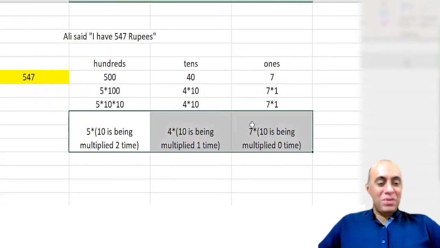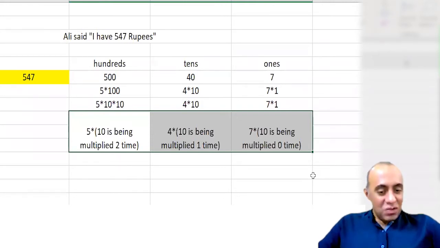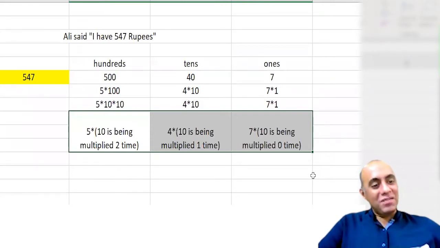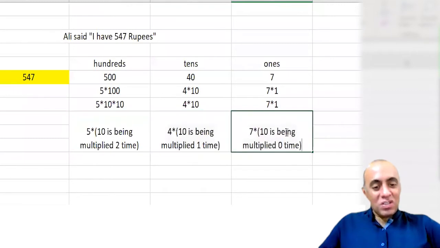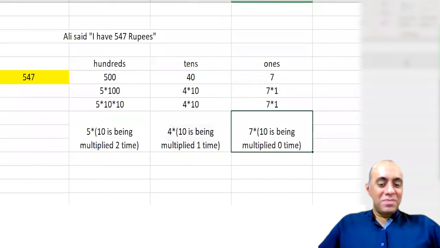If you simply follow the pattern, even though it can be very difficult to digest, this is mathematically correct. We are not saying that we are multiplying 10 by 0. I'm saying that I am multiplying 10 0 times. In other words, I am not multiplying with 10. I could also say that I am not multiplying with any 10. I could say this, or I could say this, same thing.